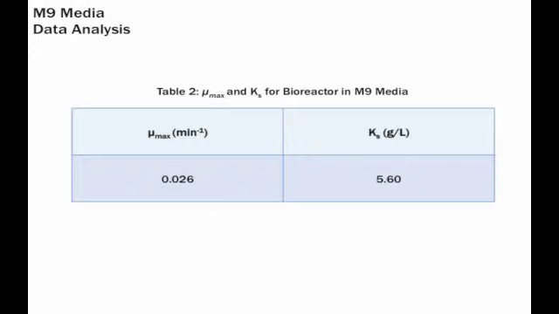Since M9 media is not as rich in nutrients as the LB media, it is expected that as the substrate concentration decreases, the growth rate should decrease as well. In conclusion, this study explored the growth of E. coli in different environments. For the cultures in LB media, it was found that the maximum growth rate parameter, mu-max, was greater for the bioreactor when compared to the benchtop shaker flasks.